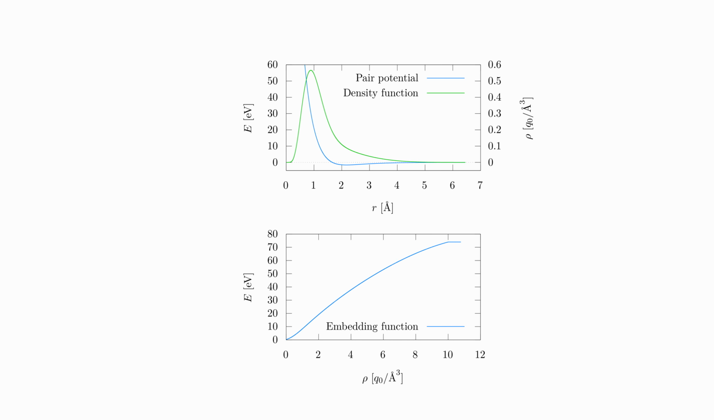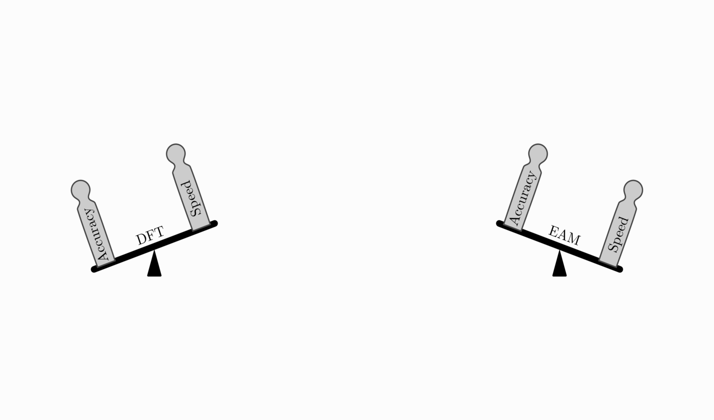The many-body character of EAMs is fully encapsulated in the interplay of the electron density function and the embedding function. All atoms in the neighborhood contribute to the electron density, so the embedding energy depends on the positions of all atoms. Now we know how EAMs work. What we need to know is how accurate they can be and how much is missing to one of the most accurate models available to us today. I'm referring to density functional theory, or DFT.